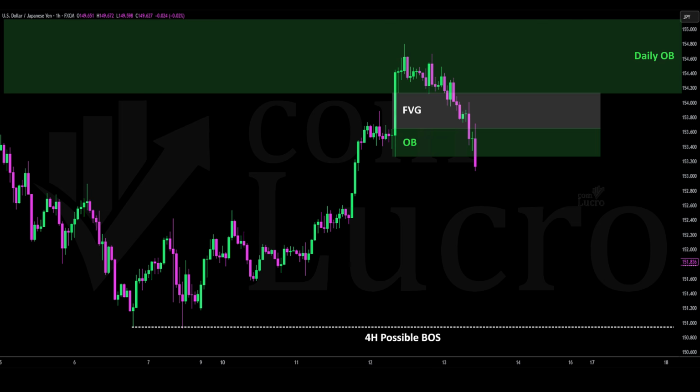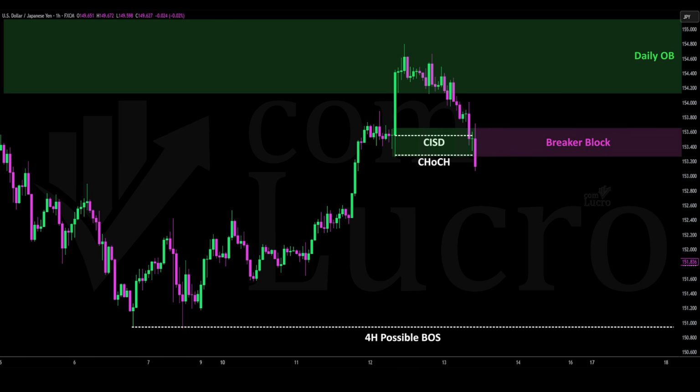Because of this, the chart creates several interesting possibilities, and you can use different entry models depending on your trading style and risk profile. As you can see, price created a CISD, a change of character, and also a breaker block. This is a strong indication that the short-term bullish move is over and that price may continue lower in alignment with the higher time frame trend.